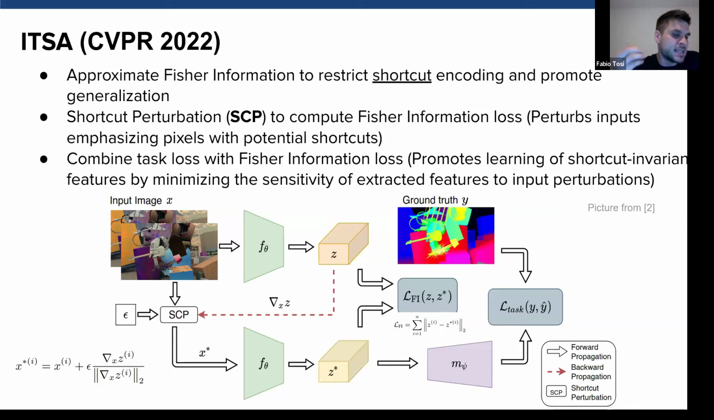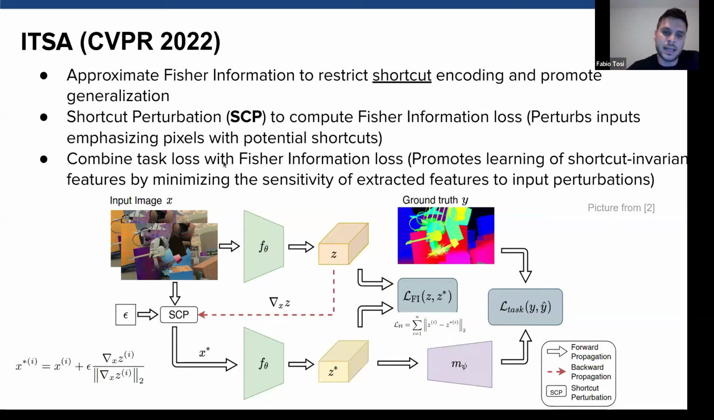That is a technique that is used to perturb the input images to emphasize pixels that are most sensitive to changes in the input and are likely to include shortcuts. And this shortcut perturbation is used to compute an approximation of the Fisher information loss. The perturbation is computed based on the gradient of the extracted features with respect to the input.